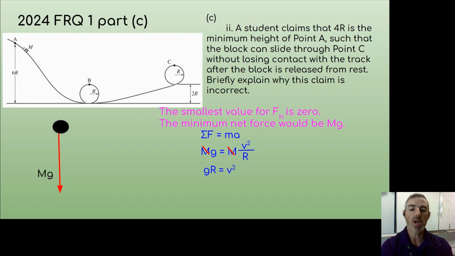So that means at minimum, the speed at point C would have to be the square root of gr. But because it's a higher height at that point, it would have to be moving a little bit faster through point B. It has to be faster than the square root of gr at point B than at point C. So that's the minimum velocity at point C.